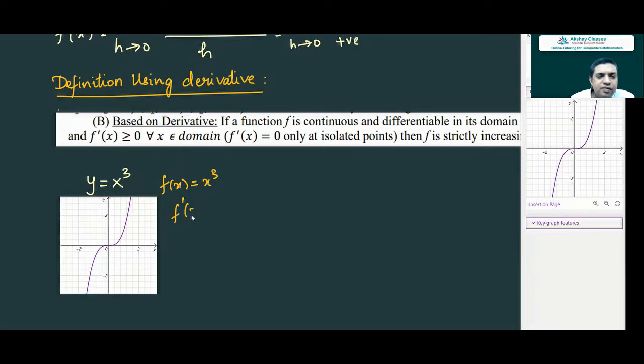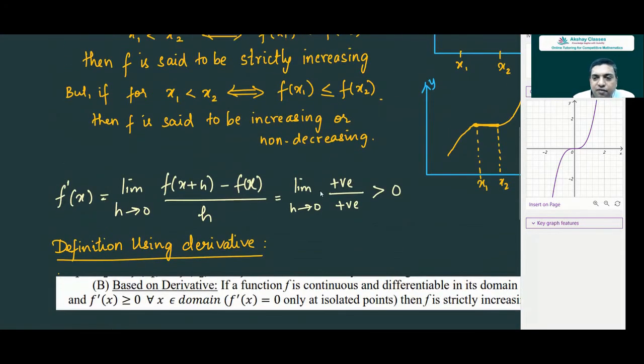The derivative is 3x squared, and the derivative becomes 0 only at x equal to 0 and nowhere else. So at x equal to 0, you get a horizontal tangent. But for all other x, the derivative is always positive. So this equal to 0 is only at one point, an isolated point. It is not over an interval.